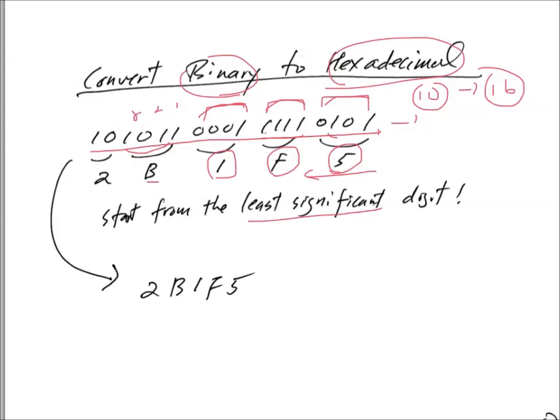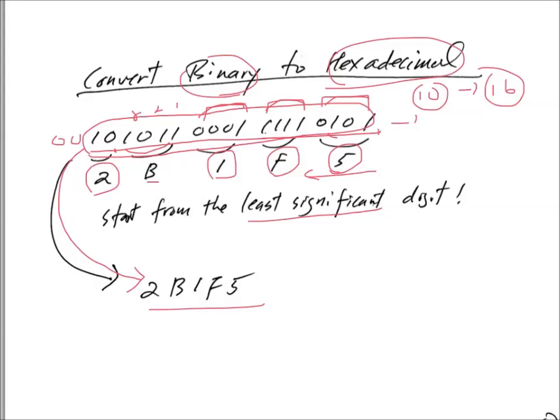And then, as you can see over here, there are only 2 bits left. But we can always think there are 2 preceding zeros. So if you have 2 preceding zeros, then it's going to be 0010. So 0010, we know that's 2. So 0010, 1011, 1111, 0101. So the hexadecimal number is 2B1F5. Does that make sense to you? Okay, let's do one more example then.